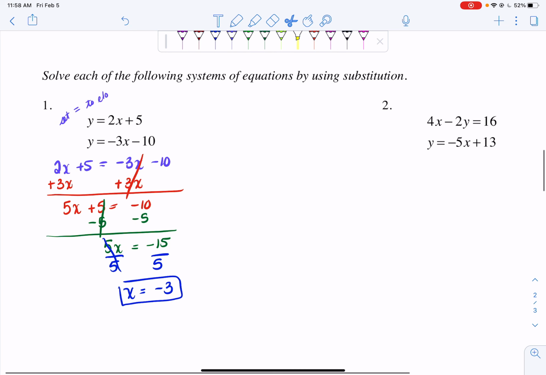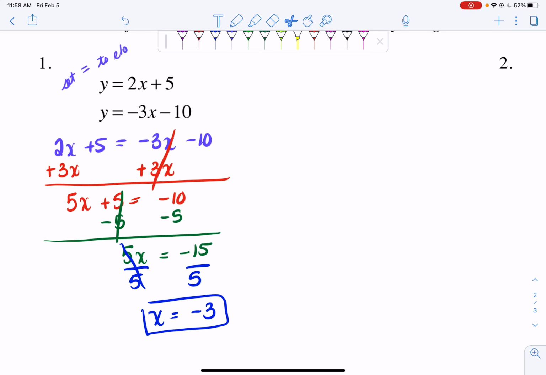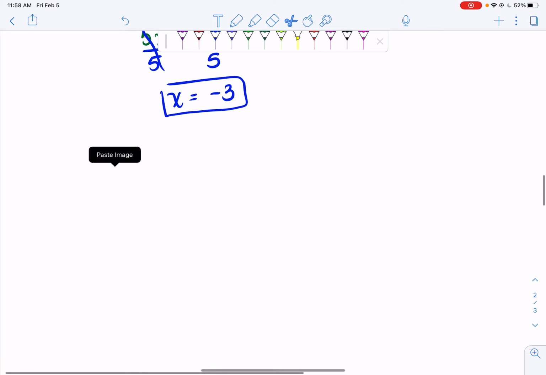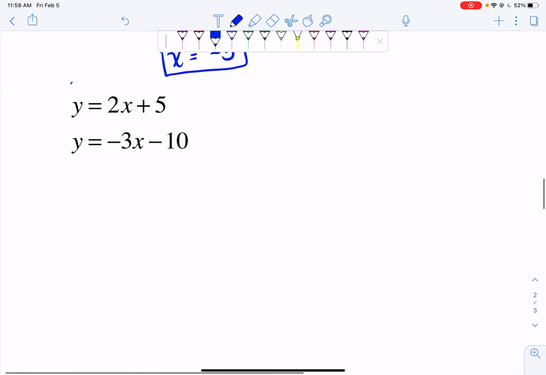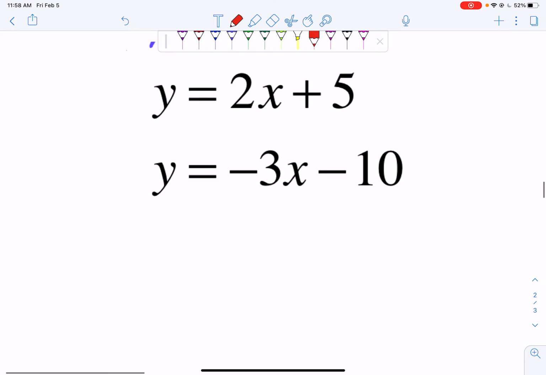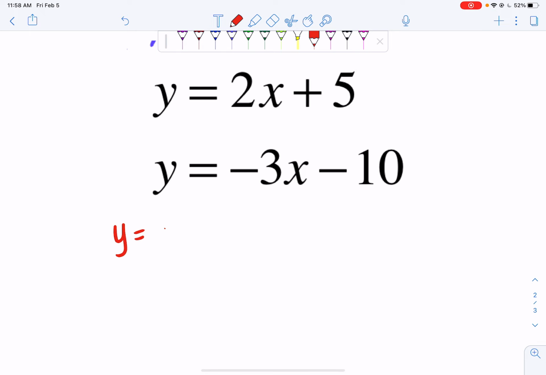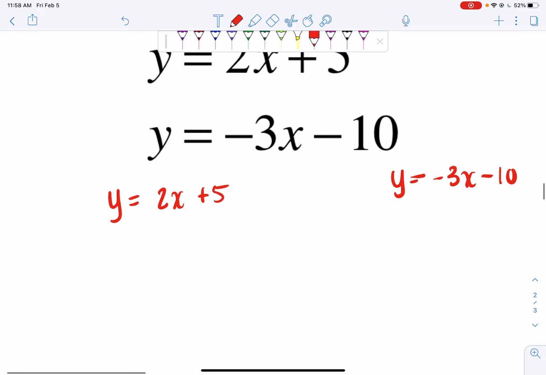So what we're going to do is pick a favorite equation. What I'm actually going to do is use both equations to show you that it'll work either way. So I'm going to rewrite my y equals 2x plus 5 and my y equals negative 3x minus 10. What we're going to do is plug in a negative 3 to both of them. Everywhere I see an x, I'm going to plug in a negative 3.